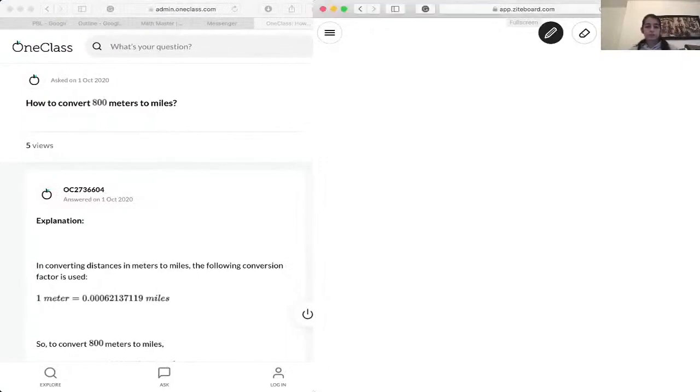So in the first question over here, we are asked to convert 800 meters to miles. So the first thing that we do when we're given a conversion question is to figure out the conversion factor. So in this case, the conversion factor is 1 meter equals to 0.06 miles.